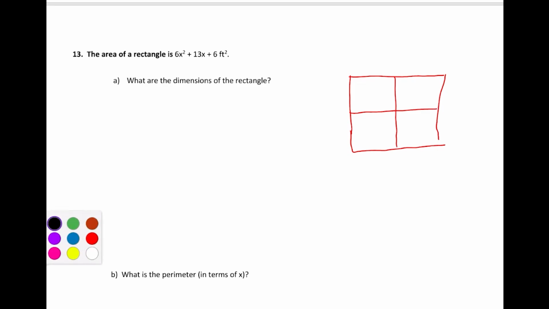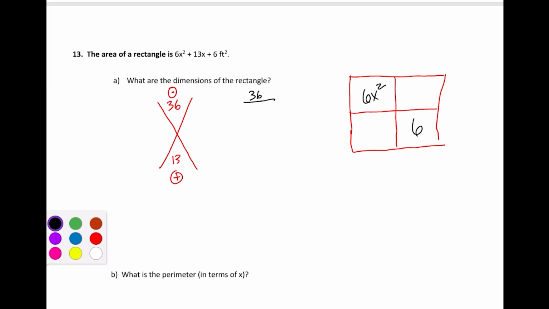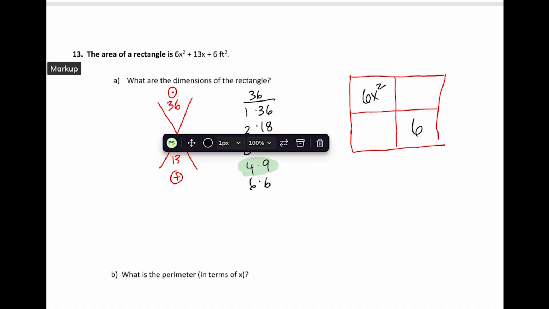We'll put 6x squared on top and 6 in the bottom right. We'll use the big X to figure out what those other two numbers are, with 6 times 6 being 36 on top and 13 on the bottom. So we need to find factor pairs that multiply to give 36 and add up to 13. Our factor pairs of 36 are 1 times 36, 2 times 18, 3 times 12, 4 times 9, and then 6 times 6. And so if we're trying to add up to 13, we're going to use 4 and 9.